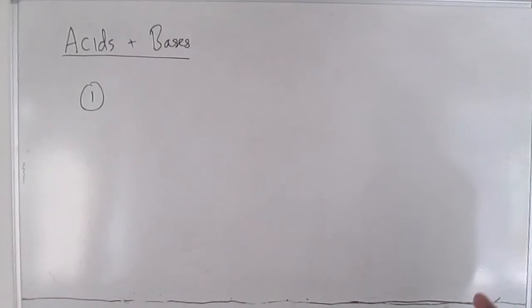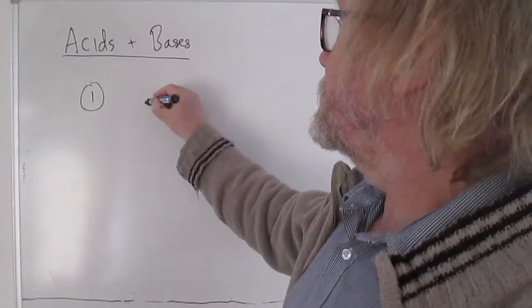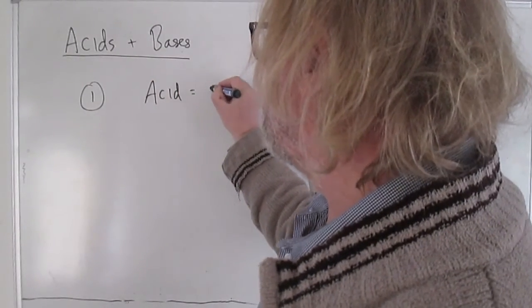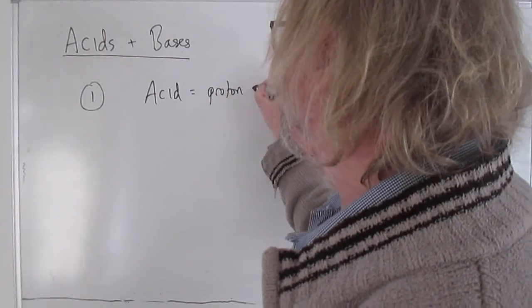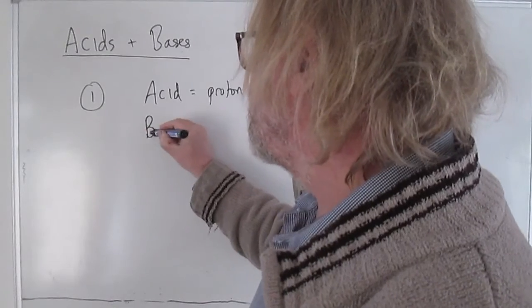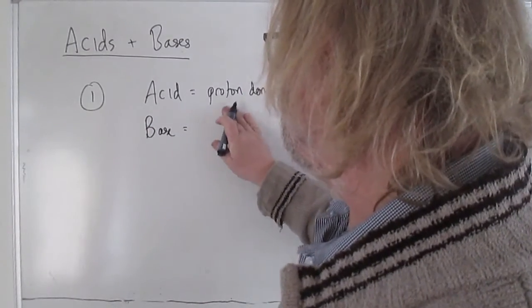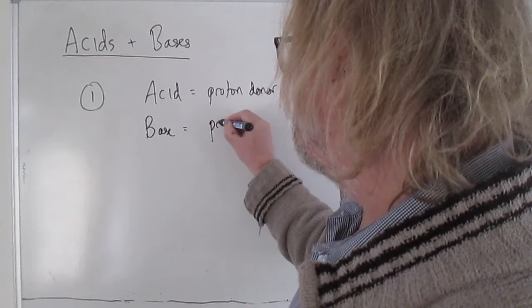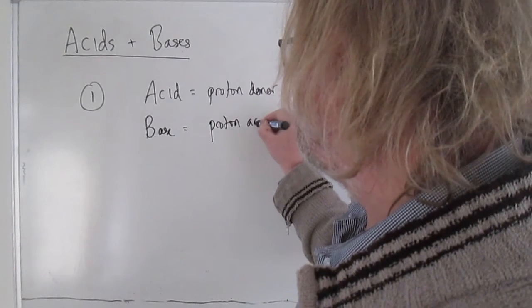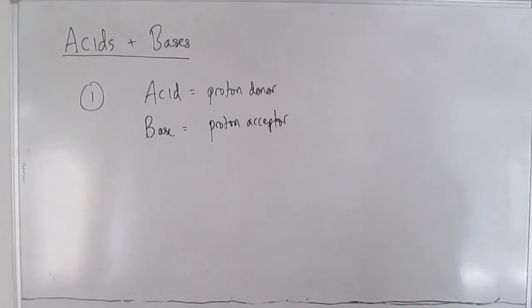Question 1 just asks for the Brønsted-Lowry definitions of acids and bases, and they're the definitions you already know. So an acid is a proton donor and a base is a proton acceptor. It's just that in the past we've learnt those slightly odd definitions, but now we're going to look at the sort of theory from which they come. So if it asks for Brønsted-Lowry definitions, it's just that.